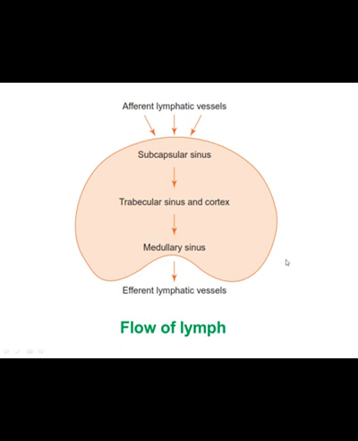This schematic diagram shows the flow of lymph. Lymph comes by afferent lymph vessels of the lymph nodes. Then it comes into the subcapsular sinus. From this, it goes into the trabecular sinus, and from the trabecular sinuses into the medullary sinuses. And they are drained to the efferent lymph vessels, which are present at the hilum of the lymph node.